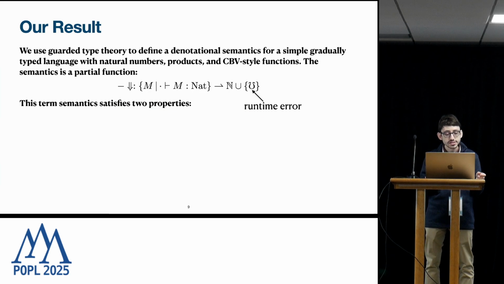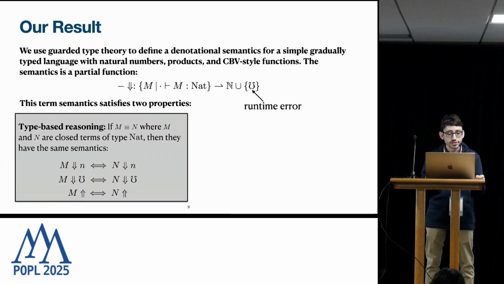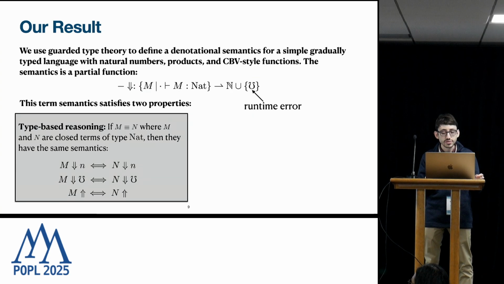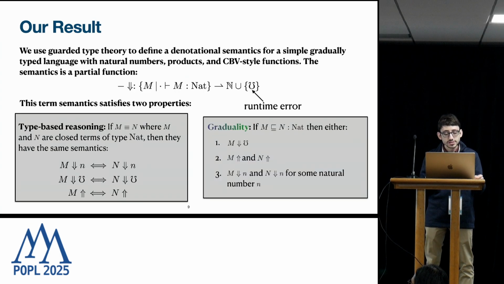Now, our semantics satisfies the two key properties we discussed earlier. So first of all, it validates type-based reasoning. That is, if two closed terms of type nat are equivalent according to the equational theory, then they have the same behavior. And then second of all, our semantics validates graduality. So if m and n are closed terms where m is more precise than n syntactically, then semantically either m errs, in which case we don't care what n does, or m and n have the same behavior.